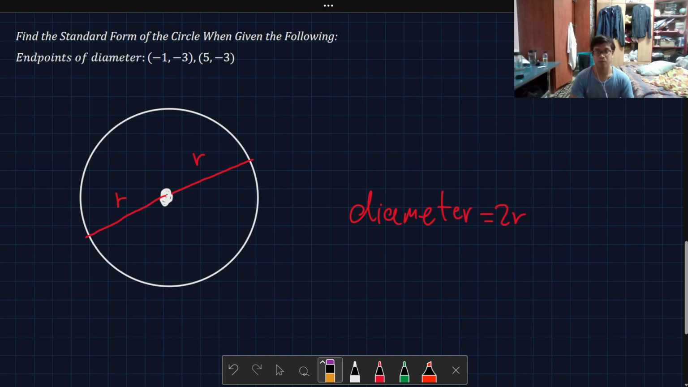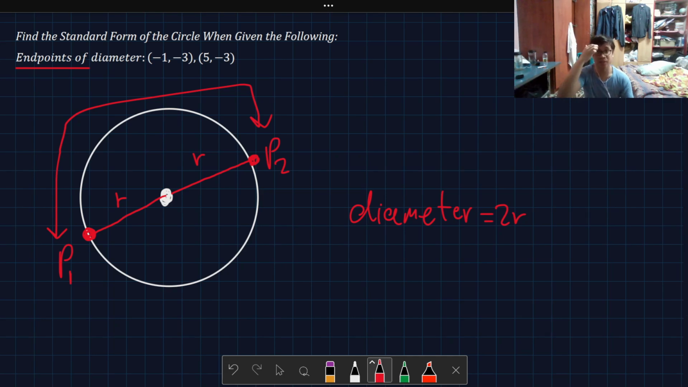I showed you what a diameter is, so how is this related to the problem? We are given the endpoints of the diameter. That means the corners of the diameter are, for example, point 1 and point 2. These are the endpoints of your diameter. Let's go back to the main problem. We are looking for the center and radius, because without the center and radius, we cannot find the standard form.